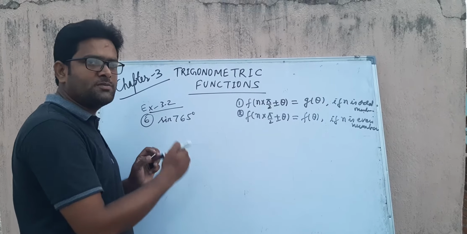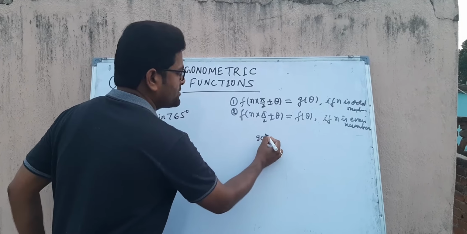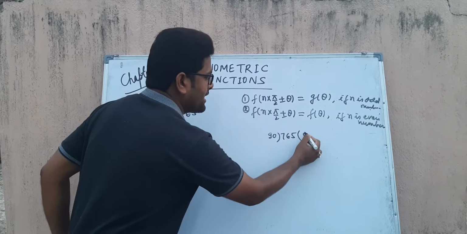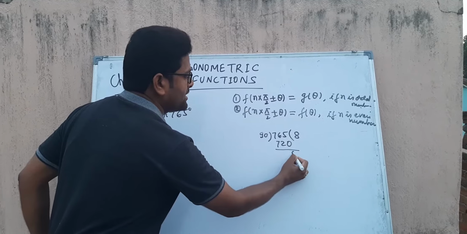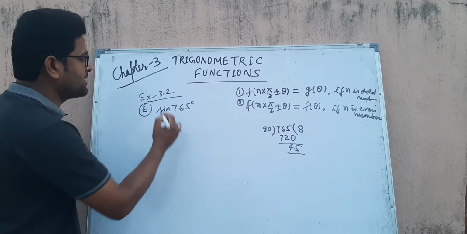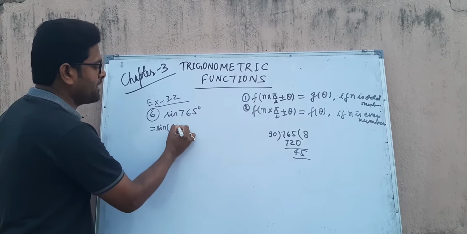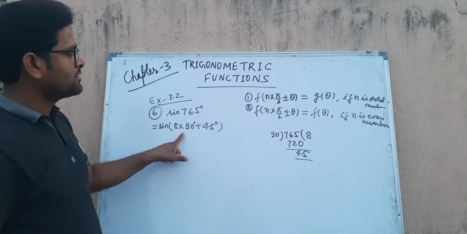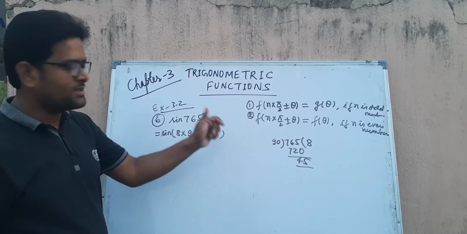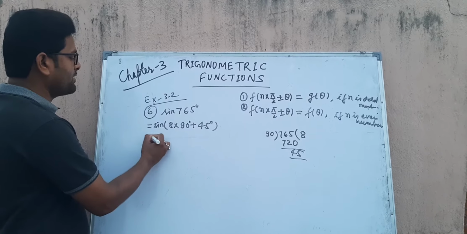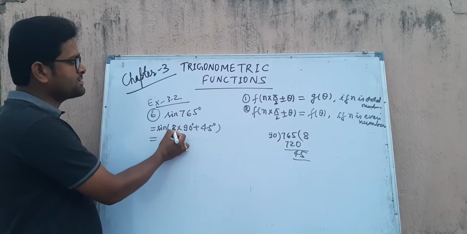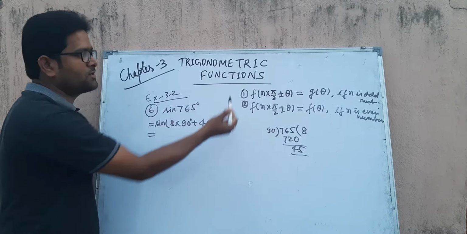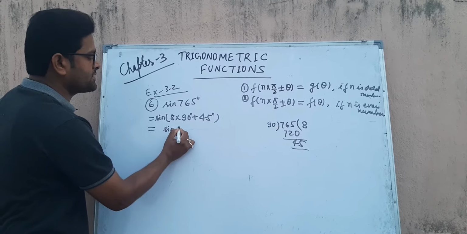Just try to find it in terms of 90s. For that we will use junior level mathematics here. Just divide it. 8 times 9 is 72, that is 45. Now see, can we write it as sine of 8 into 90 degrees plus 45 degrees? So it is 720 plus 45, we get 765 degrees. Now here it is an even multiple of 90, so it is an even integer. So we will apply the second rule: the function remains the same. So we will write the same function, sine 45 degrees.